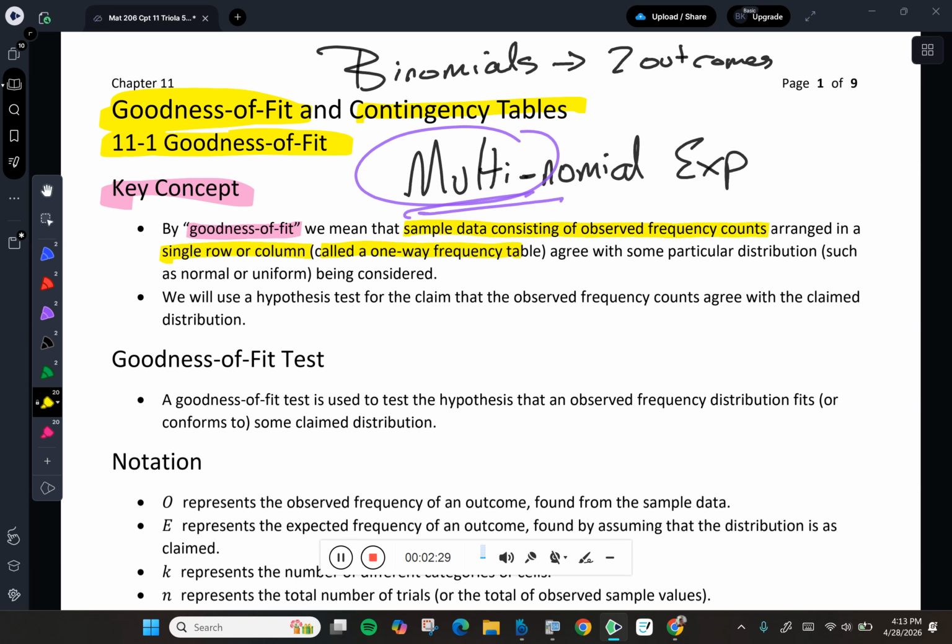Okay? And then we are going to test to see whether it agrees with some particular distribution. We will hypothesis test the claim here being the distribution, and in this case, how the colors of the M&Ms are supposed to be distributed. And we see if the observed agrees with the claim or the expected. Okay? So by definition, a goodness of fit test is a test that is used to test the hypothesis that the observed frequency distribution matches some claimed distribution.